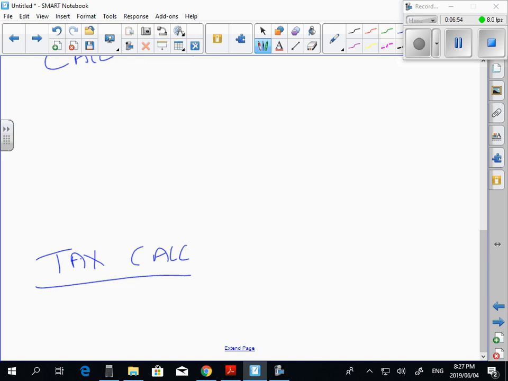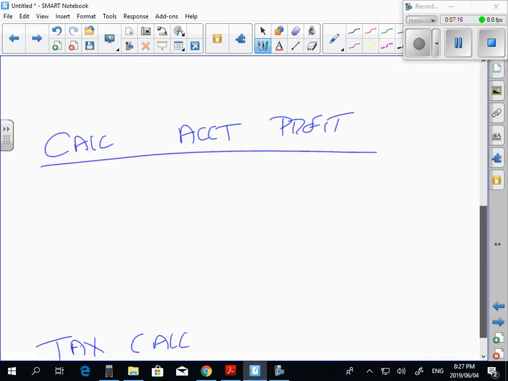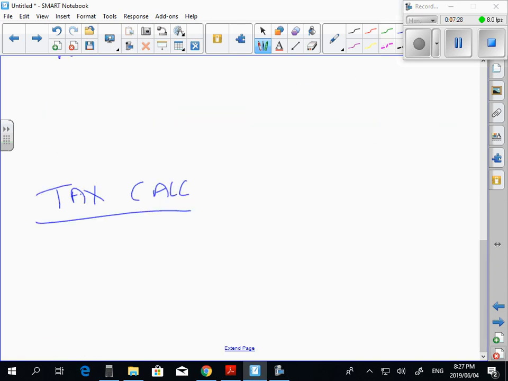Do you guys remember? So let's have a look from an accounting perspective. In the balance sheet, it's carried at 600. And from a tax value perspective, from a market value, it's 500. So when I sell it, how much profit or loss am I going to make? I'm going to make 100,000 loss. So when I do my accounting profit, I'm going to have a loss on sale equal to 100,000 on sale of it. And in the question, it says the tax value is 200.